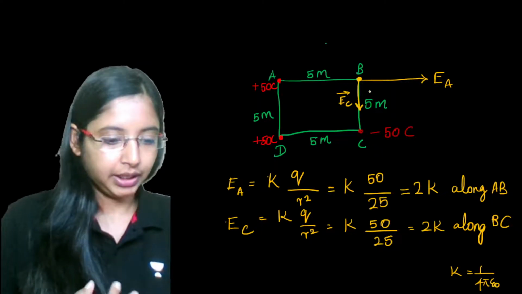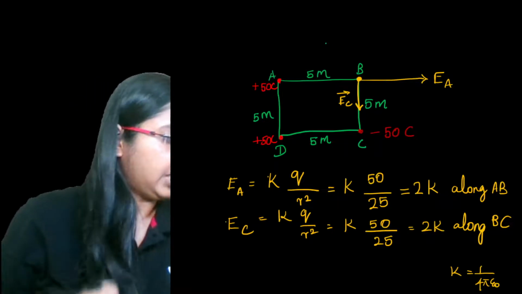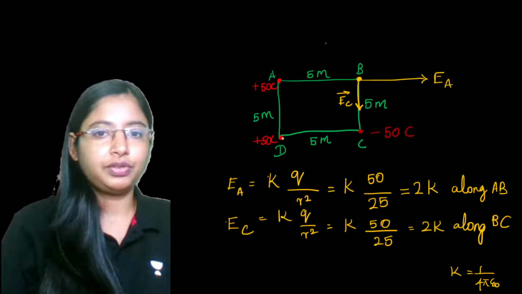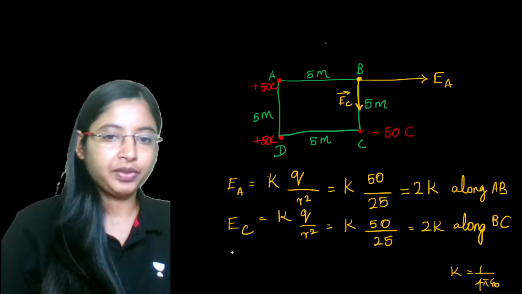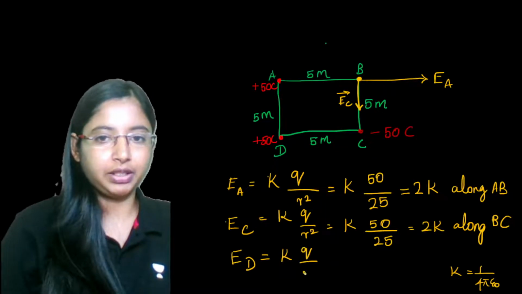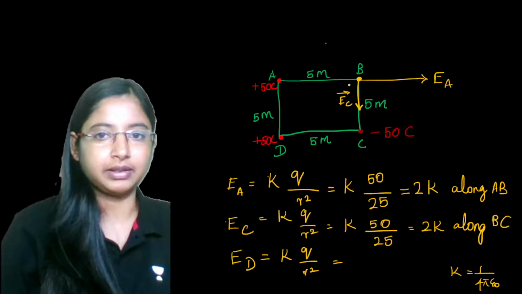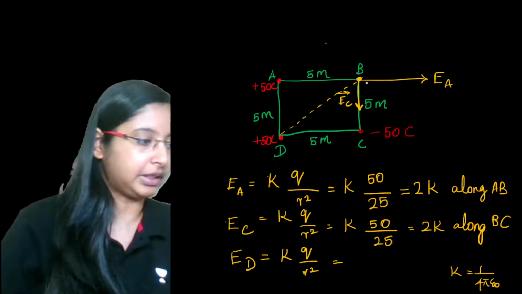Okay, now the next one is what will be the field because of this charge, this positive charge over here. Now this ED, if you want to find, that will be KQ divided by R square. But how do we get the distance? To do that, you have to consider this as a triangle. We know this is 5 meters, this is 5 meters. What will be the distance in this case?